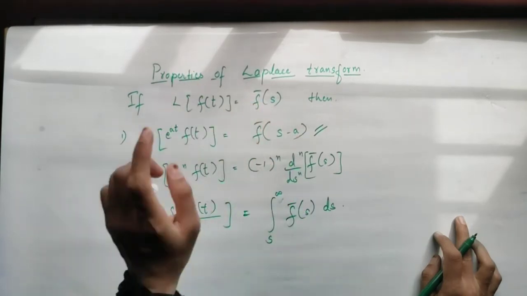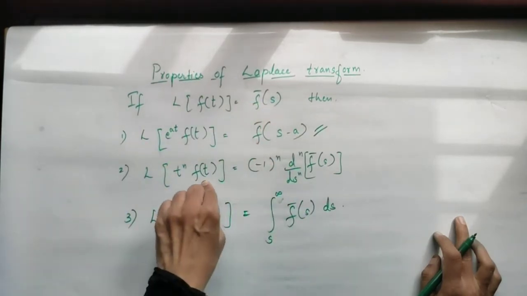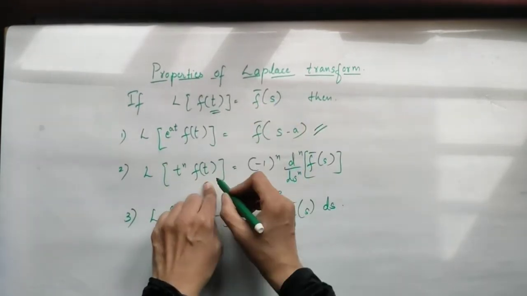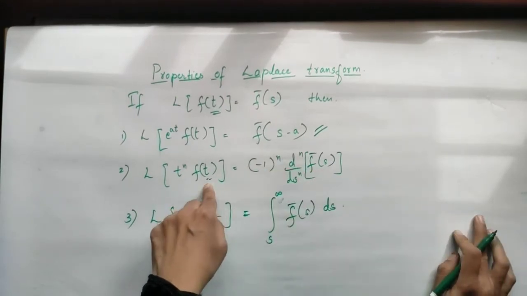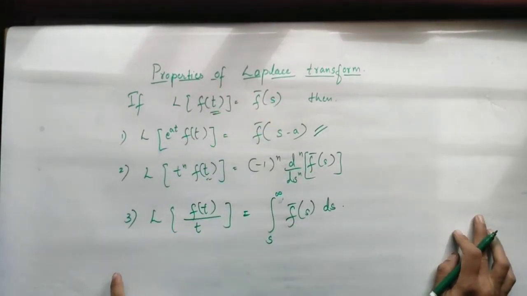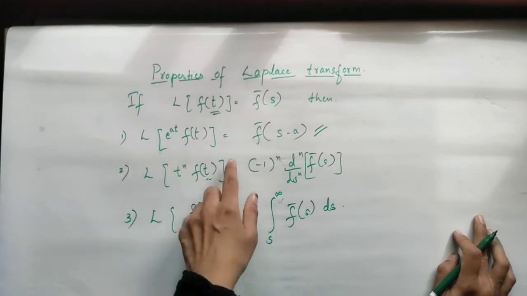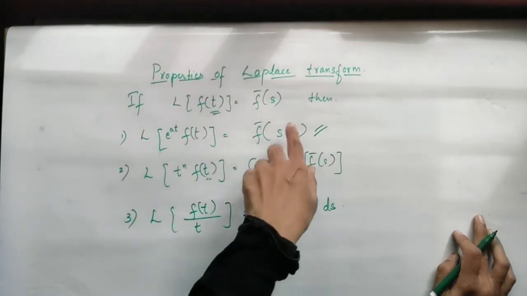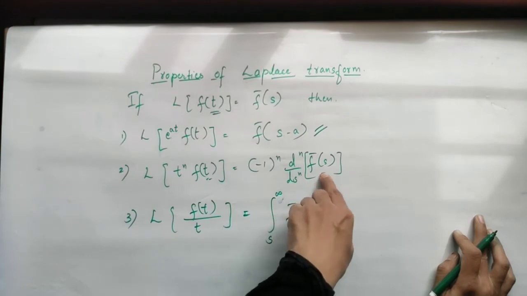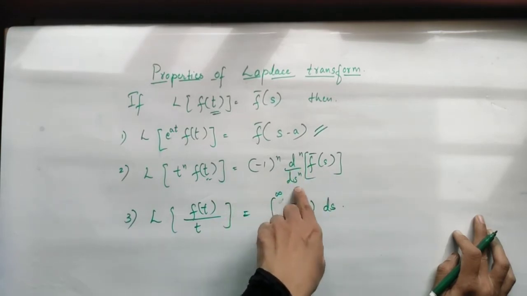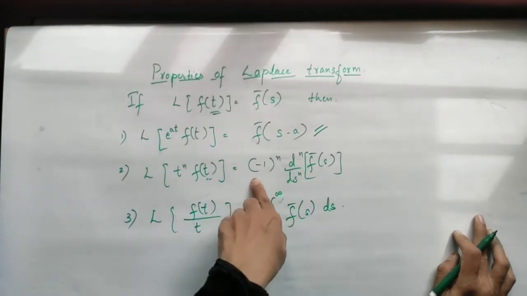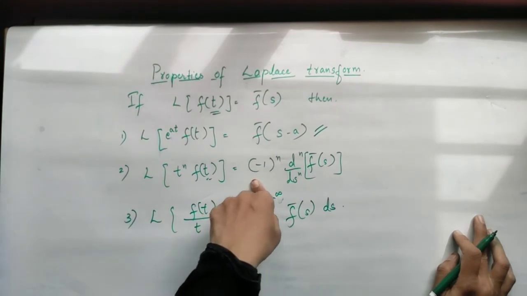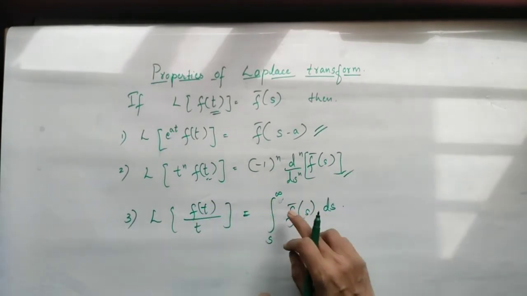What is that f bar of s? It is nothing but the Laplace transform of this f of t which is written here. Both f of t's are the same. If you have the Laplace transform of f of t as f bar of s, and if you need to work out the Laplace transform of t raised to n into f of t, then you will have to just work out the nth derivative of f bar of s with respect to s, of course, and then multiply by minus 1 to the power n. So this is what the second property says.